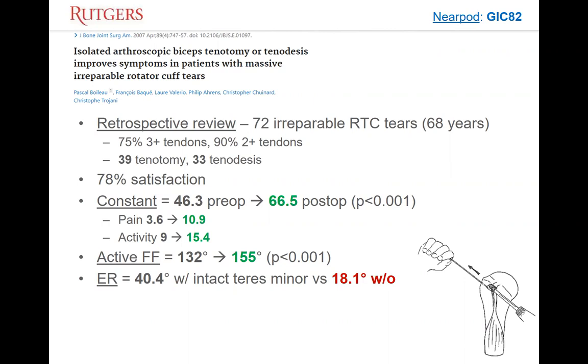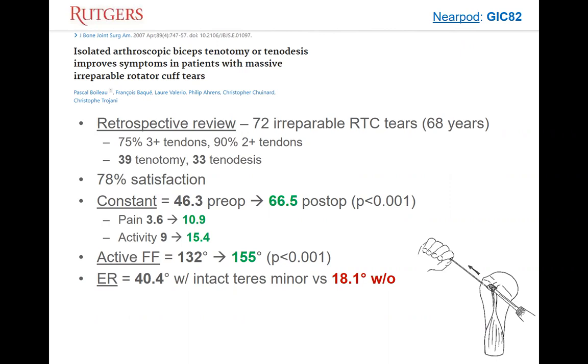And the scores did not differ between the tenotomy and tenodesis groups. Interestingly, there was also no difference with acetabularization of the acromion. Active flexion was the only motion that improved. It went from 132 to 155 degrees. Otherwise, there were no changes. And patients with preoperative pseudoparalysis did not recover any motion at all. They found that external rotation was better in those with an intact teres minor.